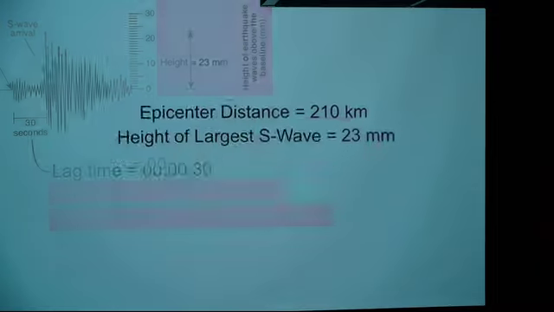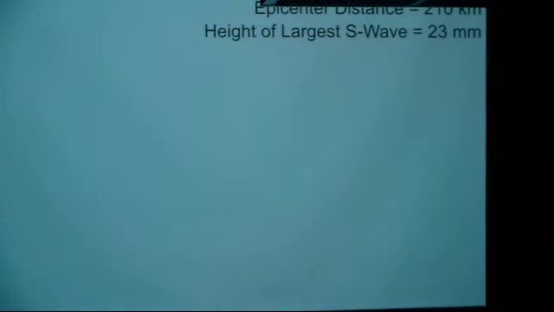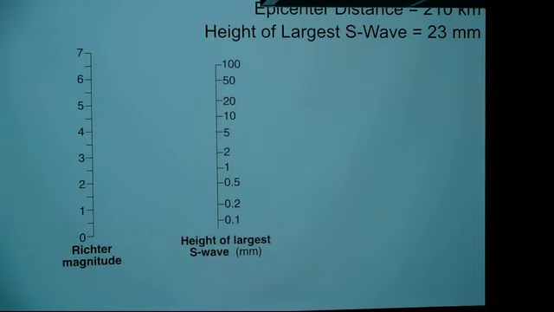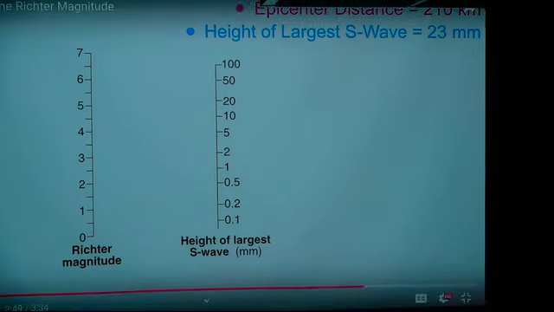So, let's keep those two pieces of data in mind, and let's bring in the chart we need to calculate the Richter magnitude. It's kind of a bizarre looking chart. Let me show you how it works. Notice I've color-coded our pieces of data. So the pink dot is going to represent our epicenter distance, which we calculated to be 210 kilometers. And our blue dot is going to represent the height of the largest S wave, which in our case was 23 millimeters above the baseline.